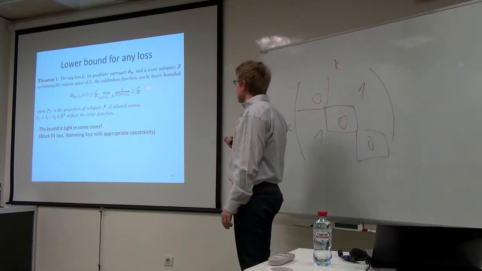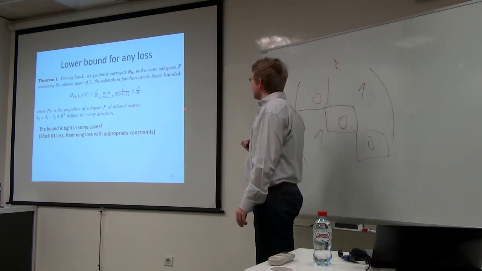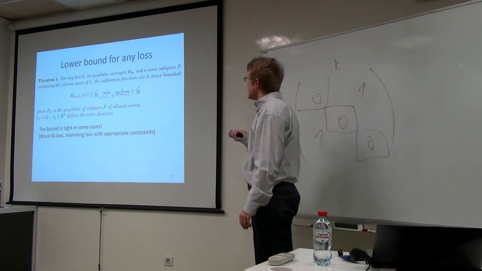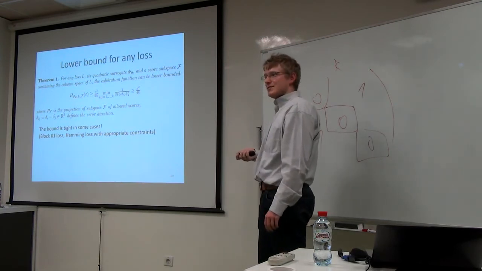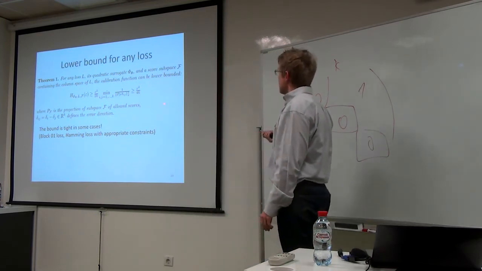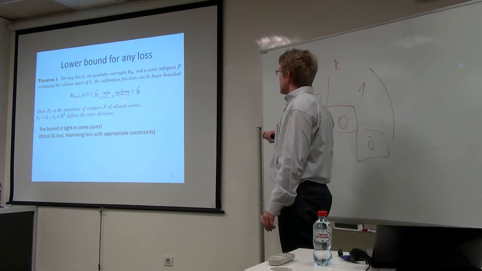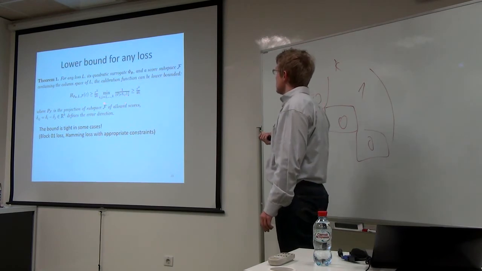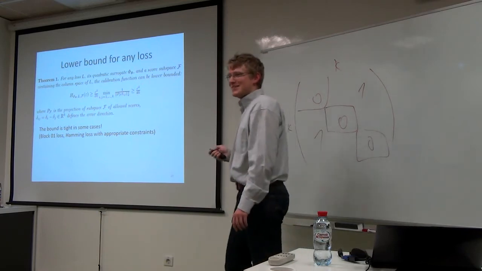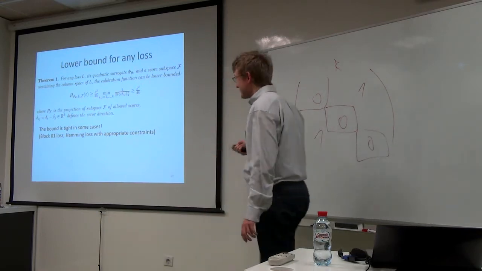Again, all I can say about this result is that it works for block zero one loss. It works for Hamming loss. Of course, it works for regular zero one loss. The bound is tight. Yeah, the bound is tight. But if we try to apply the same bound for the non-consistent case, we just get zeros, so it's a useless bound. It doesn't say anything useful.